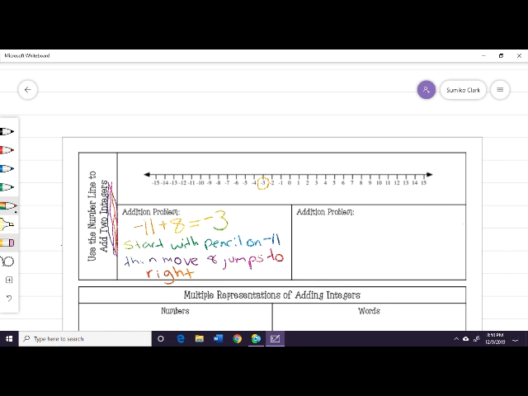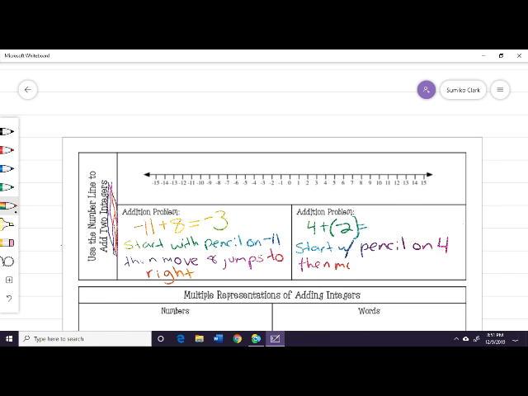Okay, let's try a different one. Let me clear my number line here. And let's try 4 plus negative 2. Let's see what that equals using our number line. So we start with our pencil on 4. And in this case, we're starting on the positive side, greater than 0. So we start with it on 4.